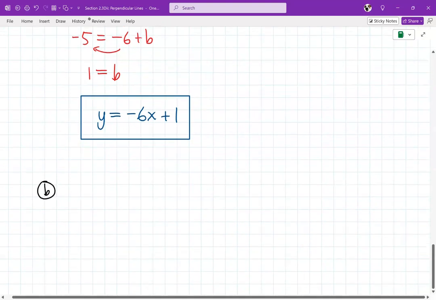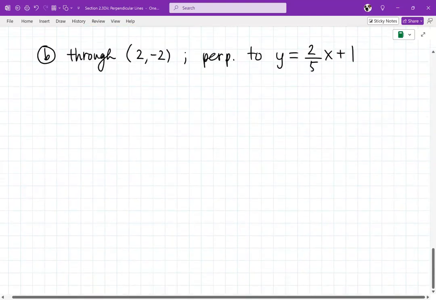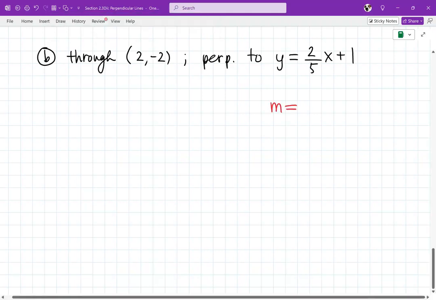So let's try doing through this point here, (2, -2), and perpendicular, so I'm going to write perp this time, to y equals 2/5 x plus 1. Again, this is the last one. So if this line has to be perpendicular, what does my new slope have to be? 5/2 and negative, yeah, -5/2. That's my perpendicular slope.